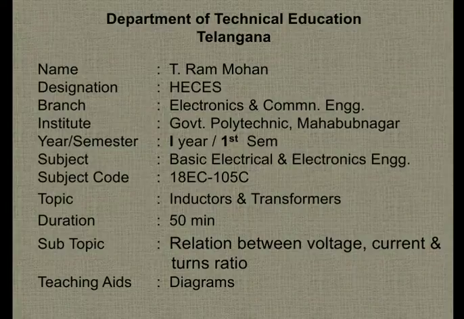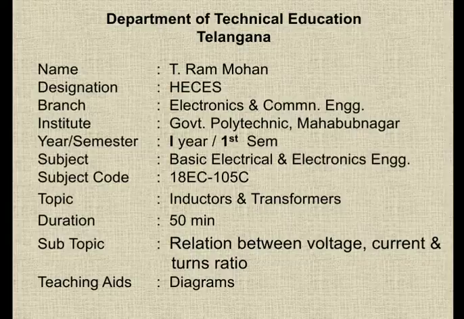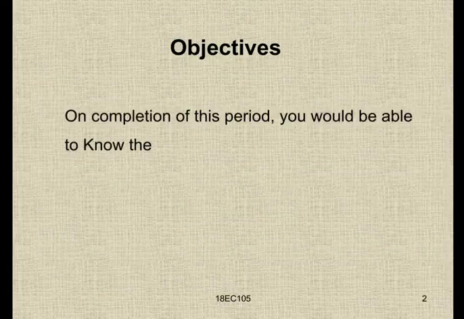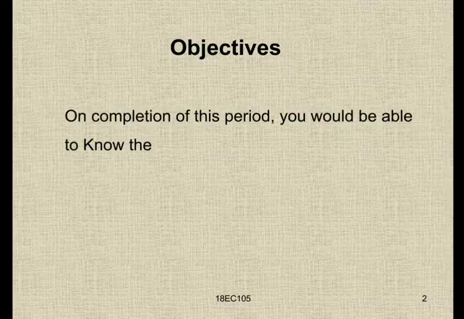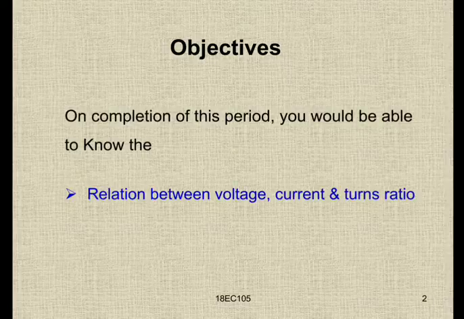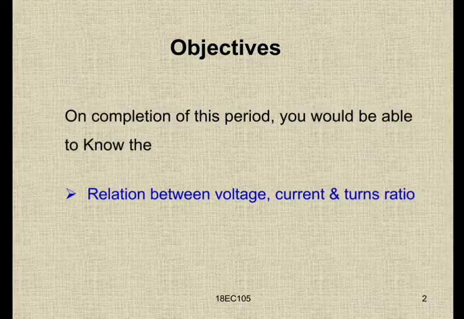The subtopic for our current session is the relation between the voltage, current and the turns ratio of a transformer. So the objective is, on the completion of this session you would be able to know the relation between the voltage, current and the turns ratio of a transformer.